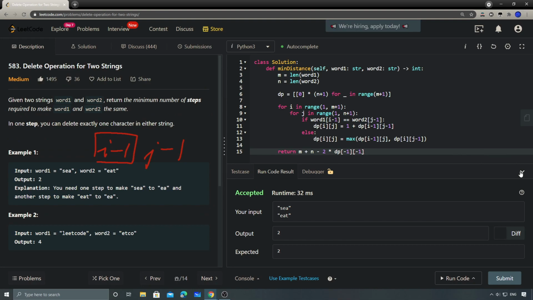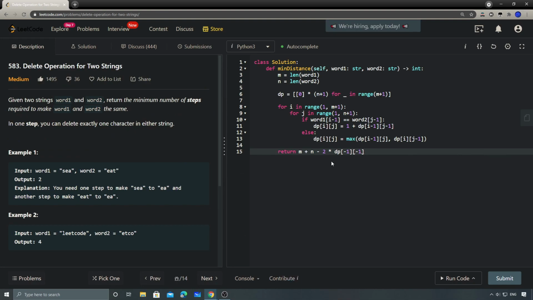So that's it. Again, about this base case, as you guys can see here, we're starting from 1, 1. So dp[0][j] means that basically the first string is empty and the second one is not. Between the empty string and the non-empty string, the longest common string will always be 0.